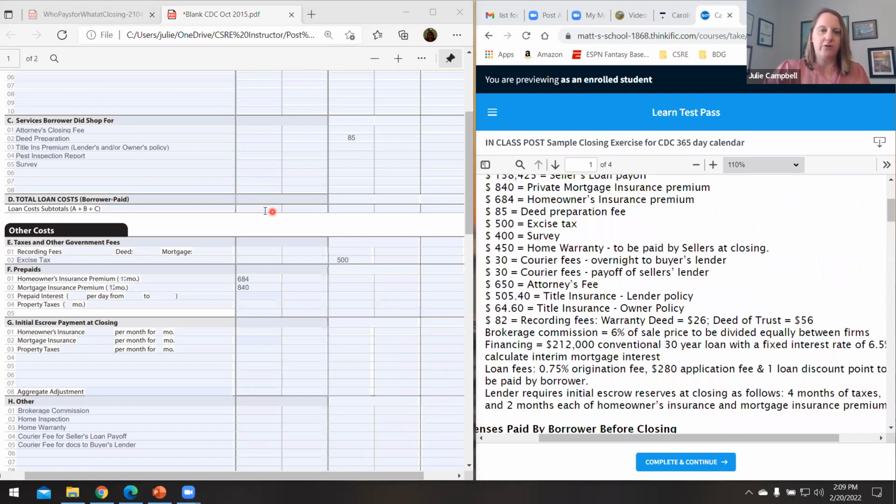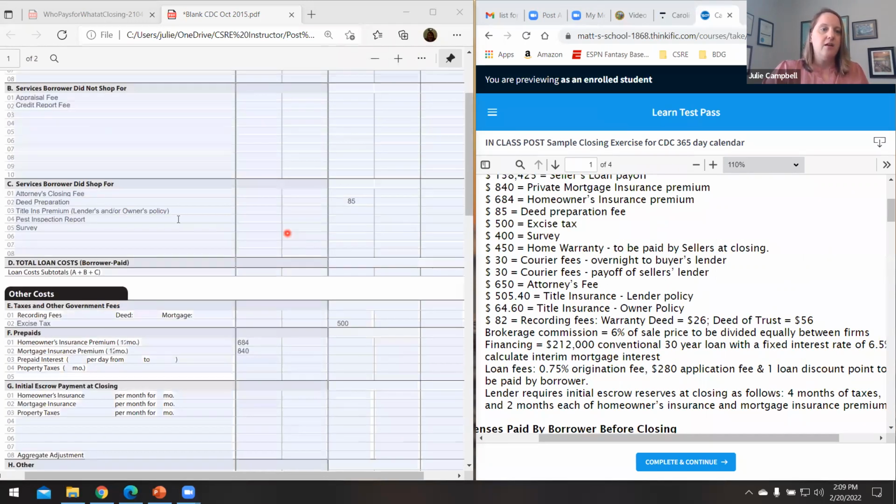The survey, $400. We know the survey is a buyer's expense because it was part of their due diligence process, right? The buyer ordered the survey. Under C as in cat, 5 is a place for the survey for $400. Buyer pays at closing.